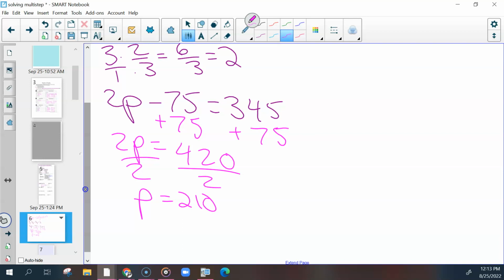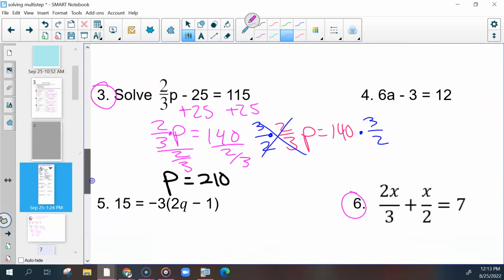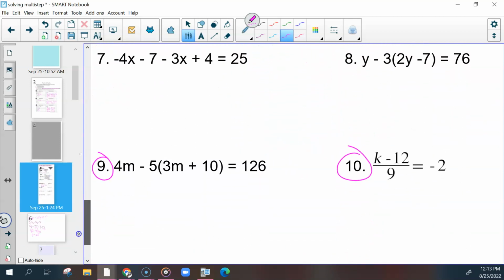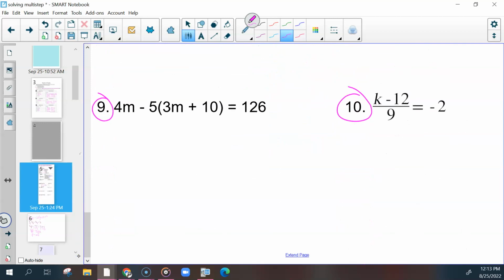Do you have any questions on this one? We're going to have time for one more and then we'll stop there. And we will leave number 6 for next time. We're going to do number 9. For number 9, what do you think our first step is? Distribute. We have parentheses, we have a number outside of said parentheses, so we need to multiply to everything inside those parentheses. And then everything else we're going to keep bringing down.